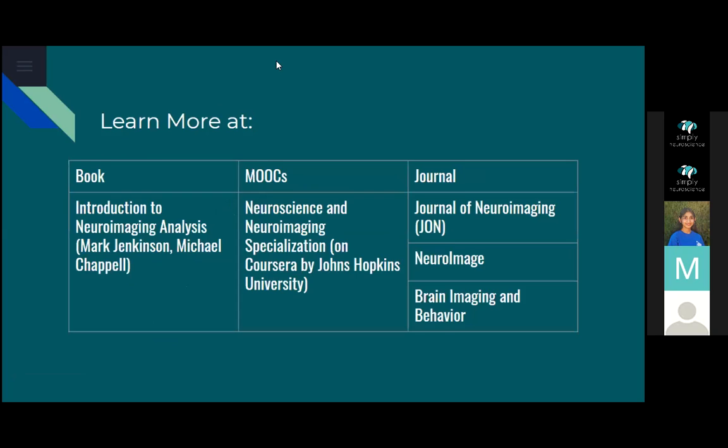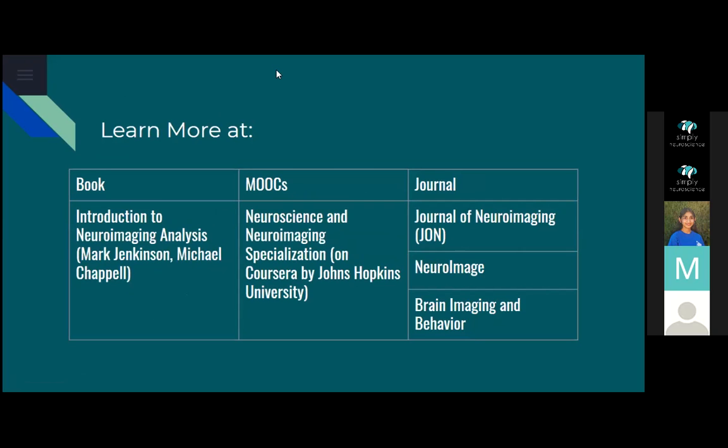So here are more resources if you are looking to go deeper into neuroimaging. Here are some books, journals, and studies that were done in terms of neuroimaging. Next slide.